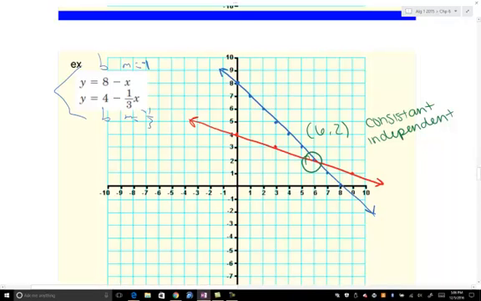So you're going to start with that 8, using -1 for a slope. So that'll bring this line down. Same thing with the 4, down 1 over 3. And we continue in that fashion until we find 6, 2, consistent independent, where they meet up.